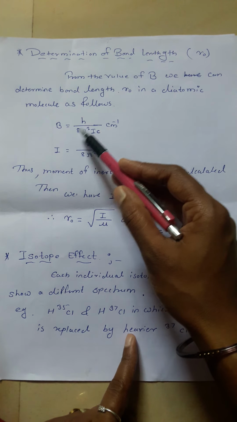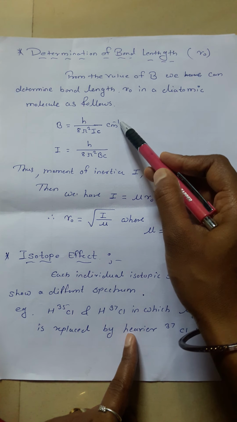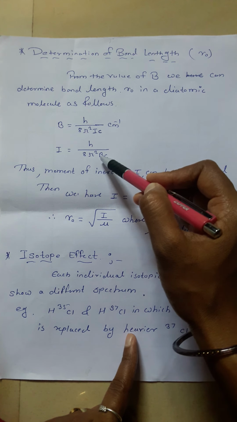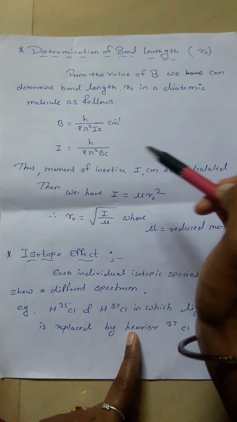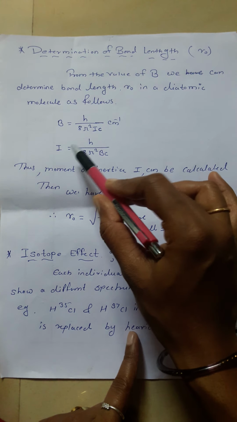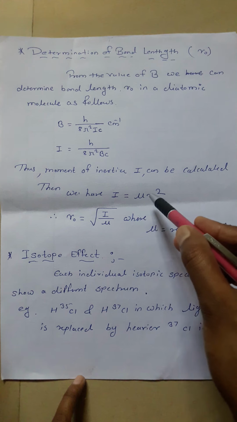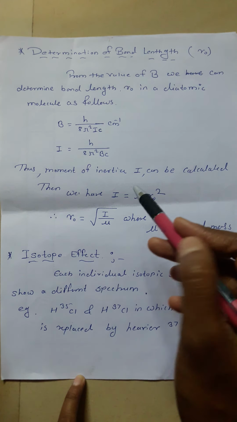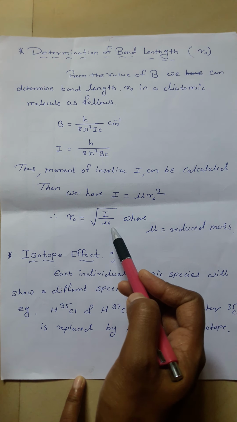Here B is equal to h upon 8 pi square IC centimeter inverse. Therefore, I is equal to h upon 8 pi square BC. Thus the moment of inertia I can be calculated. Then we have I is equal to mu R0 square. Then R0 is equal to square root of I upon mu.